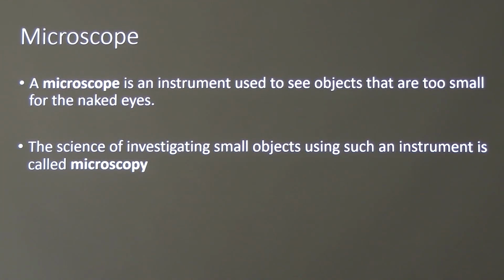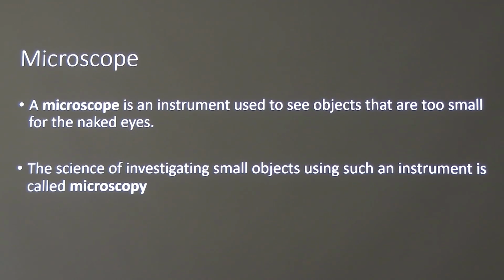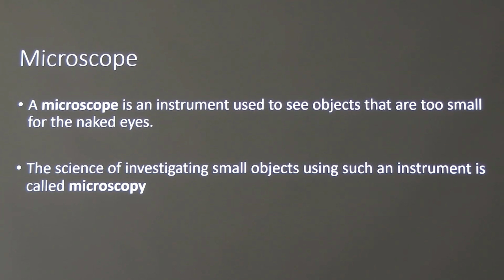So at the very beginning, I would like to introduce you a little bit about two definitions. So the first is, what is a microscope? A microscope is an instrument used to see objects that are too small for the naked eye, while the science of investigating small objects using such instruments is called microscopy.